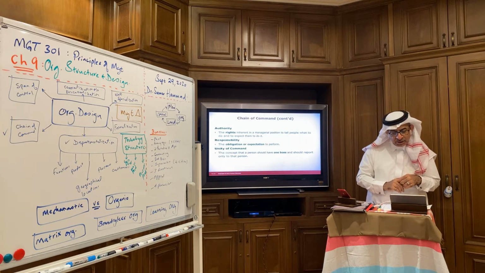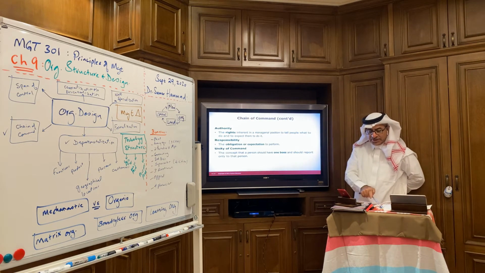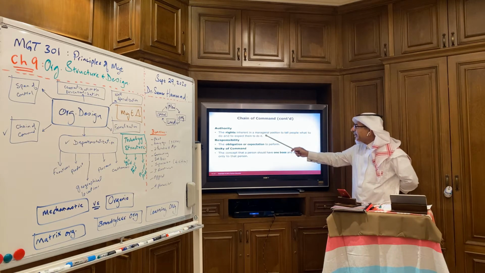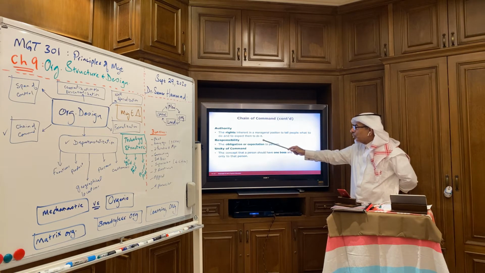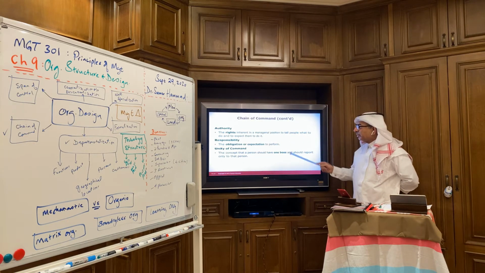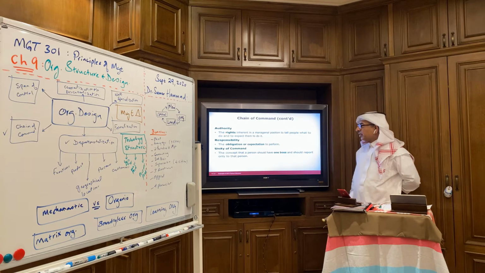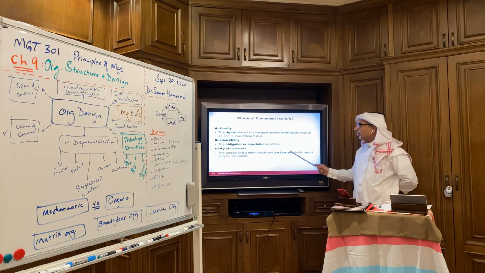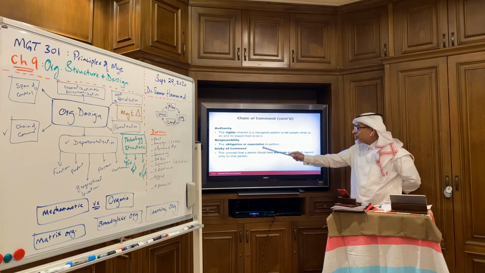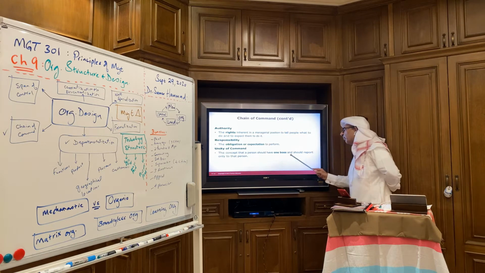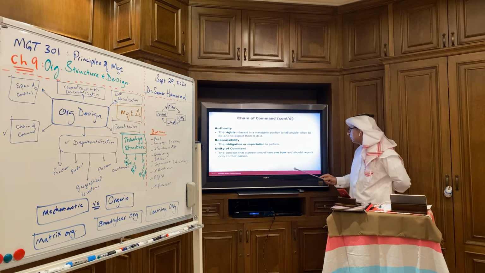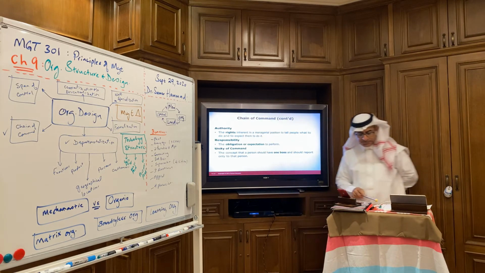In chain of command, we have authority, the rights inherent in a managerial position to tell people what to do and to expect them to do it. It has responsibilities, the obligation or expectation to perform, and we have unity of command, the concept that a person should have only one boss and should report only to that person.